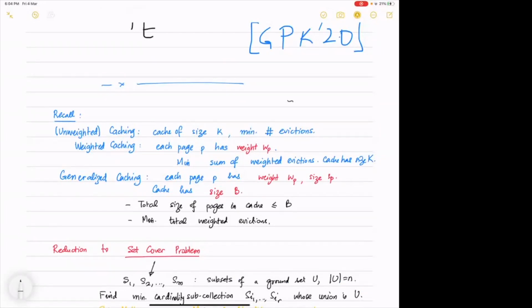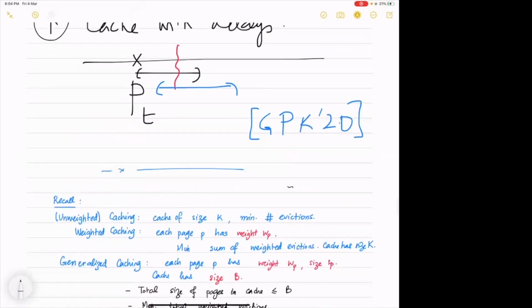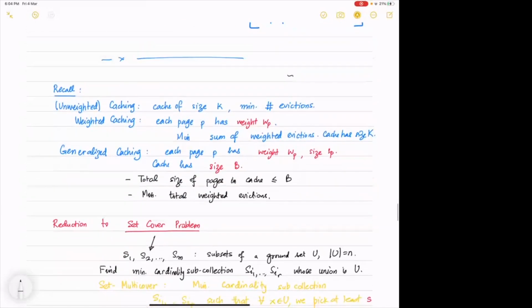So, in the case of generalized caching, is there any relation between S and W? Yeah, that's very good. There are various models actually. I don't remember what the names of these models are, but I'll mention that in a minute.